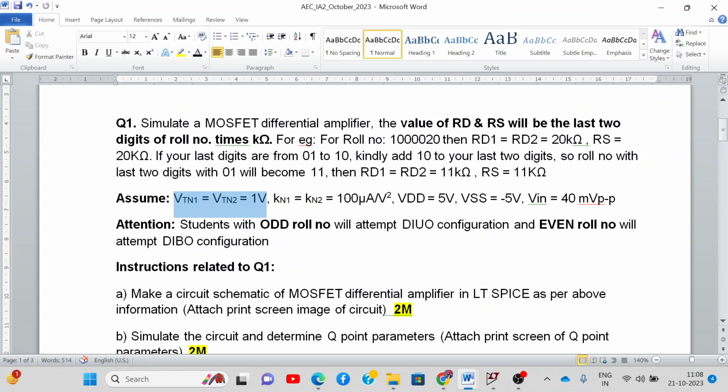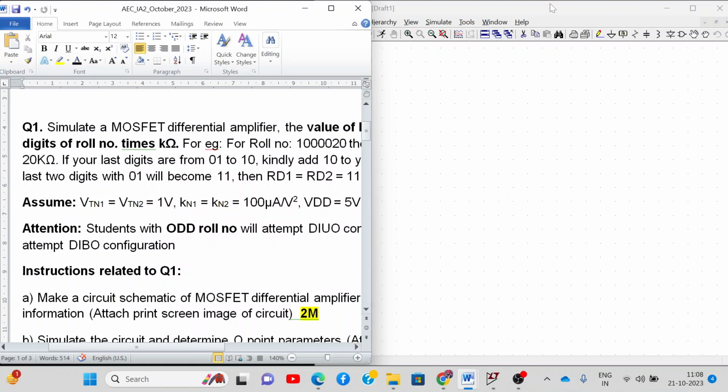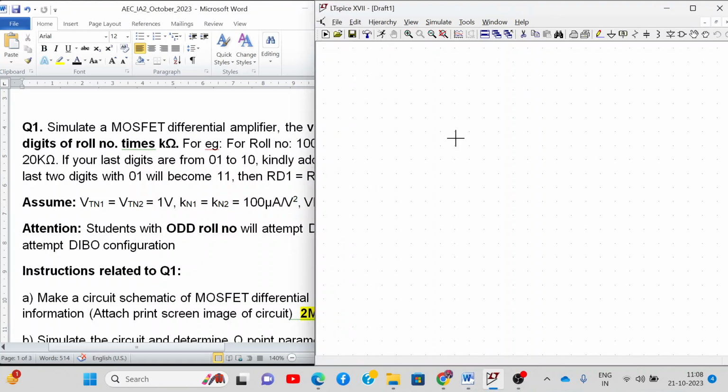Here we have the threshold voltage the same, 1 volt. Then the device gain, that is kn1 and kn2, is the same, and VDD and VSS are plus 5 and minus 5. V in, you can take it around 40 millivolt peak to peak. There are some more instructions, but before going there, let me build this circuit in front of you quickly. So this is my LTSpice screen.